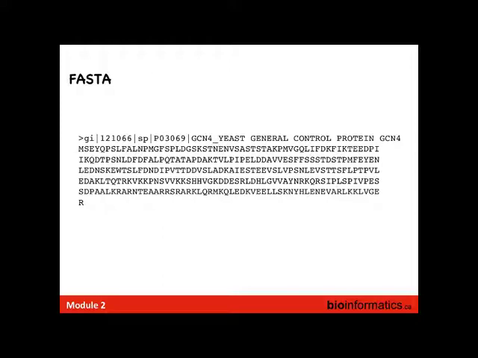NCBI and EBI have put a lot more structure in their FASTA file headers, after the greater than sign. They organize it. All their files always have a database name, a pipe sign, an ID, a pipe sign, another database, another ID, and then a short description of what that protein is. So this is a FASTA of a protein nucleotide.